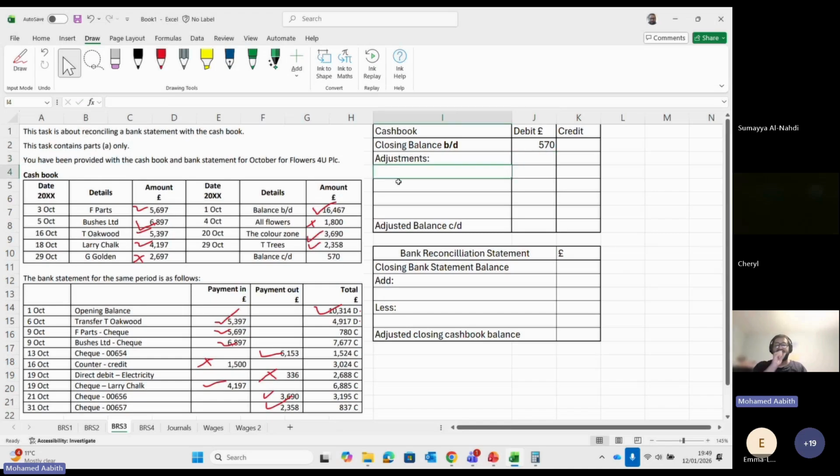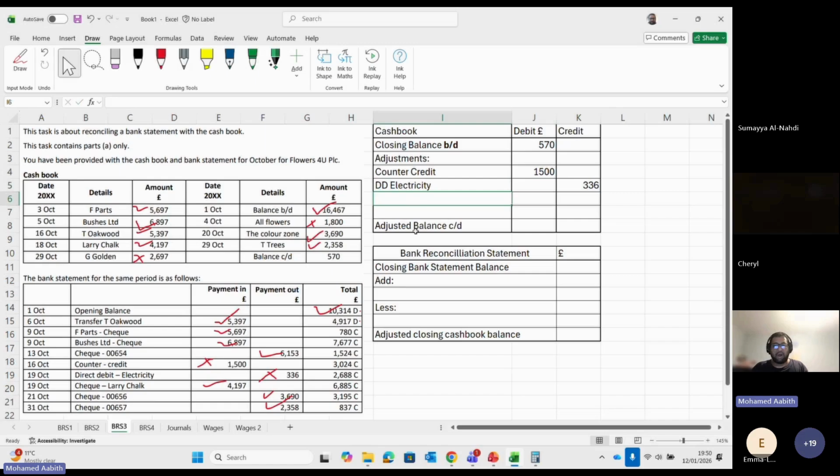So what are the adjustments we have? We need to update the cash book with anything in my bank statement, but not in my cash book yet. So what are the two entries we have? This counter credit of 1,500. So here, counter credit. This one is money coming in now. It adds to that total. And then what we have is direct debit, electricity, and that is money going out.